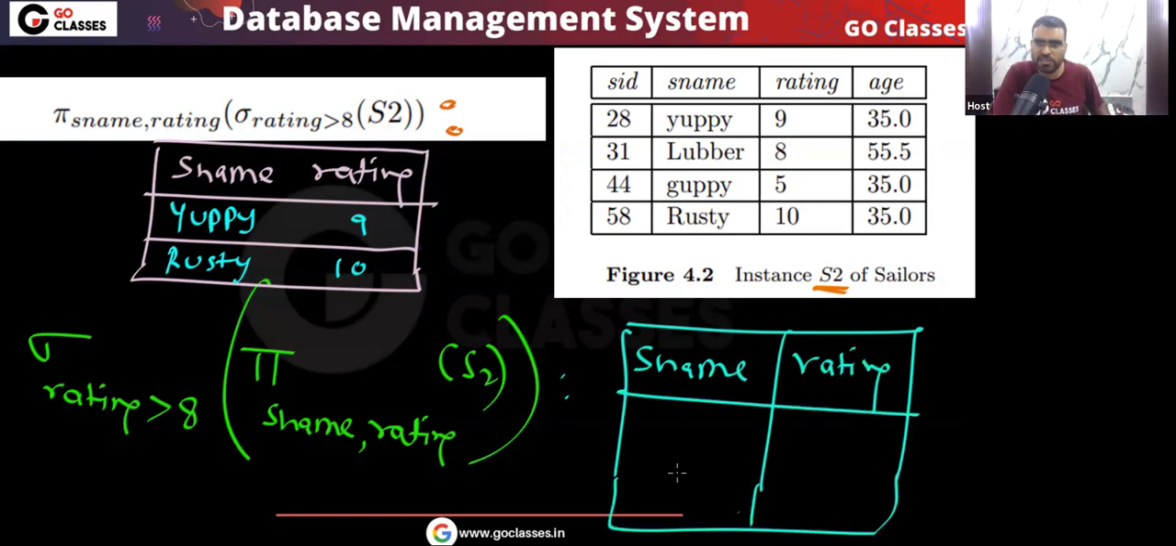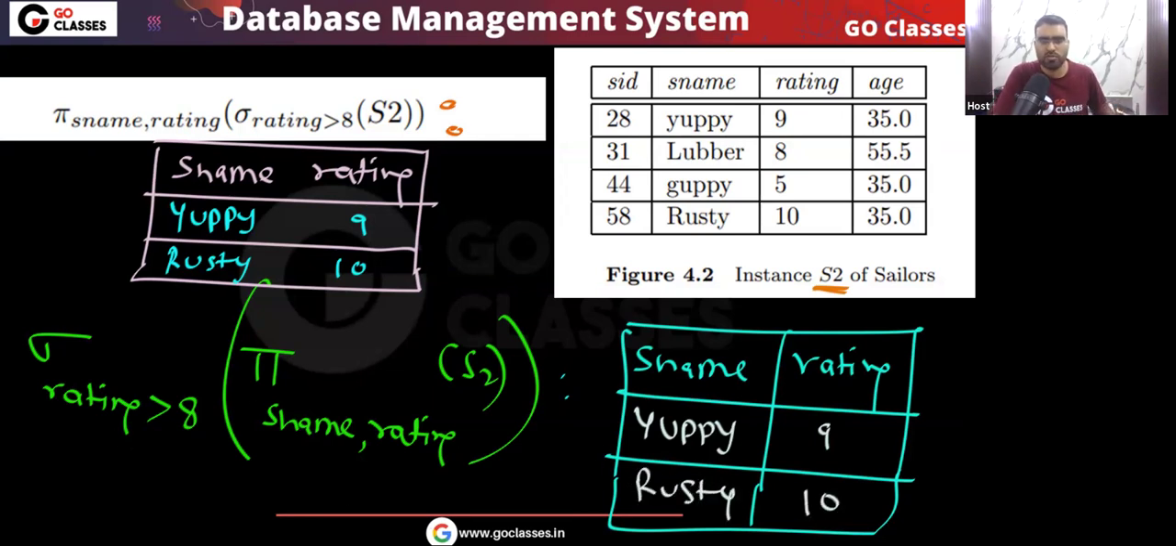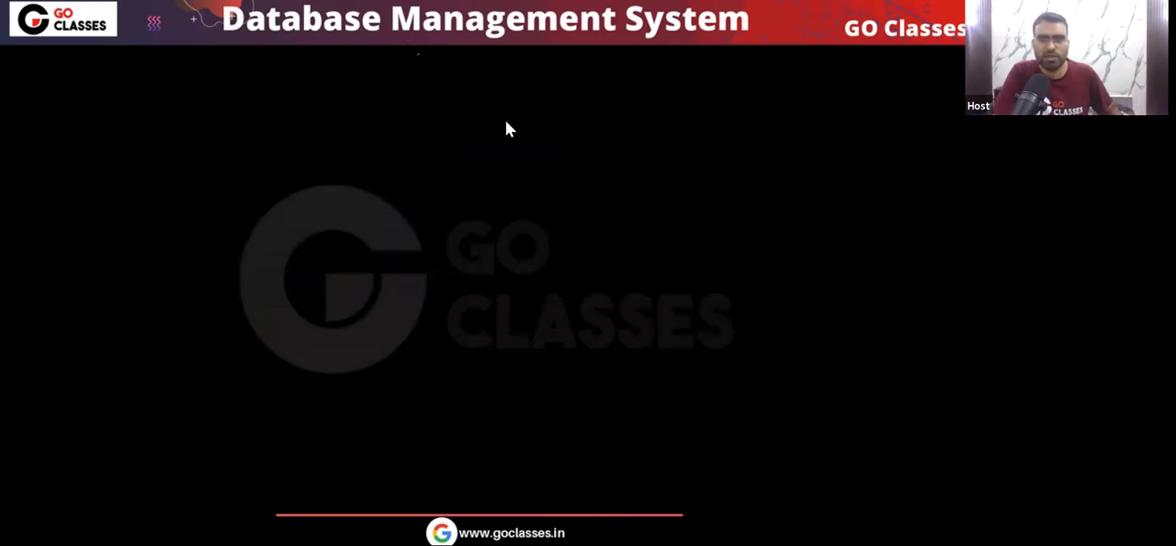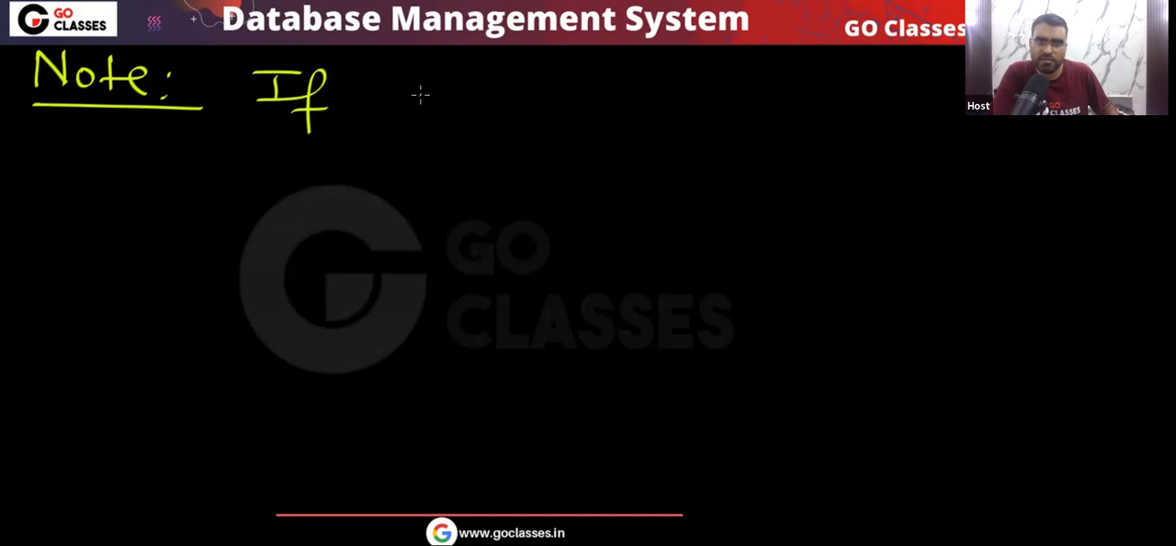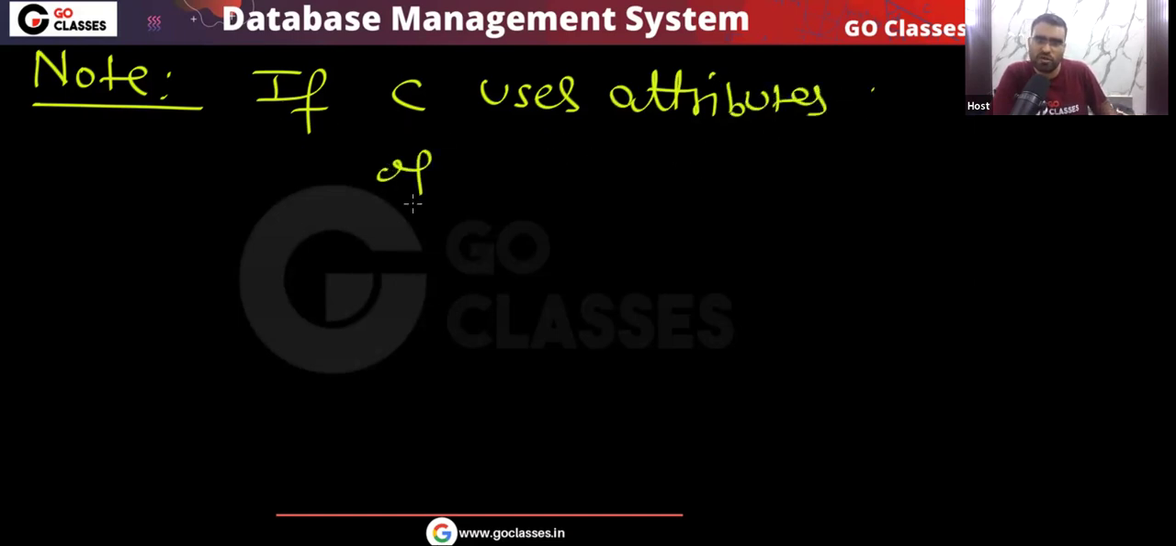Yes or no? Is this clear? Please tell me. Did you understand? So they are giving the same output. I hope this point is clear to everyone. Let me know. Okay. So finally, I can say this is the note. The note is very simple: if C uses attributes of L only, then we can commute.